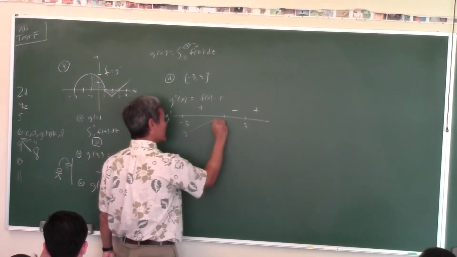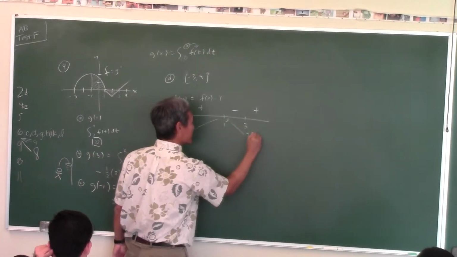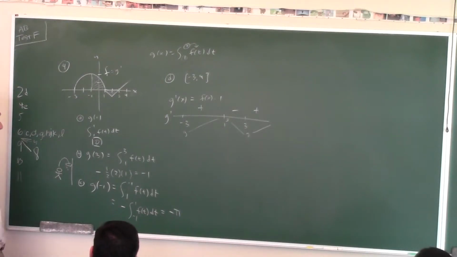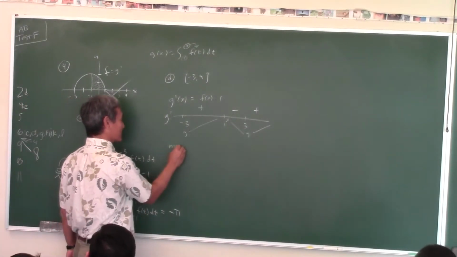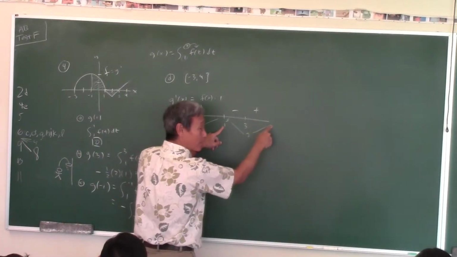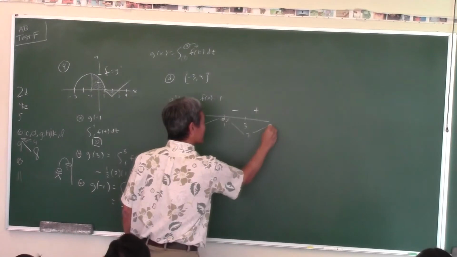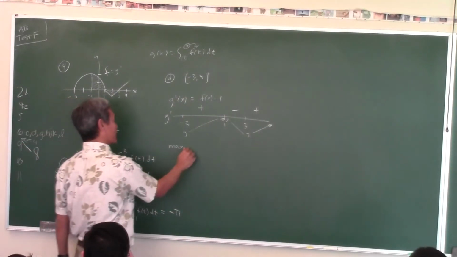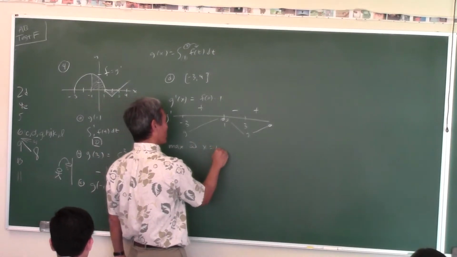G is increasing, G is decreasing, G is increasing. That's what you should have. So tell me, where do you have maximums? At 1 and 4, the endpoint. See, there's a maximum here, but since it's an endpoint, it's included, it's going to be 4. So you would say there's maximums at x equals 1 and 4.